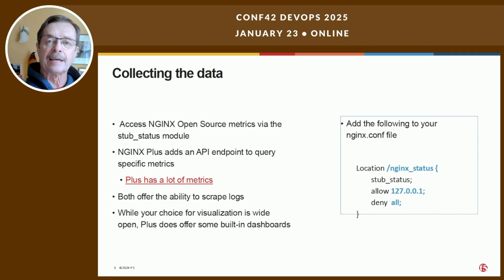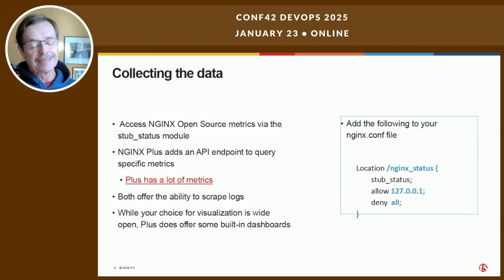Now, NGINX has two categorizations of projects. One is the NGINX open source core project. And the metrics there are gathered through this thing called the stub status module. And over on the right, you can see basically you add this single line to your nginx.conf file, and you now will have the ability to grab those metrics. There's 8 metrics plus a health check inside of here.